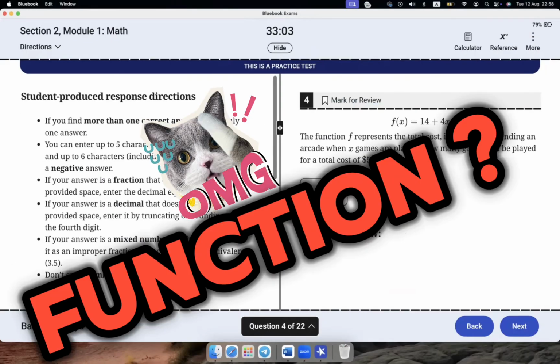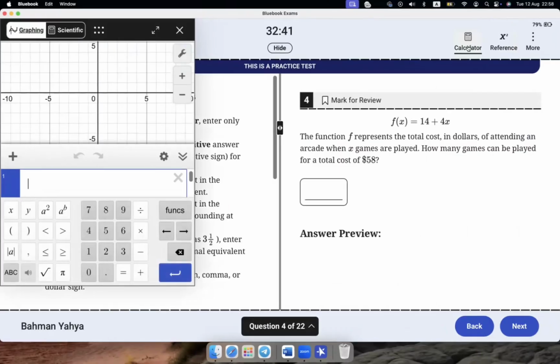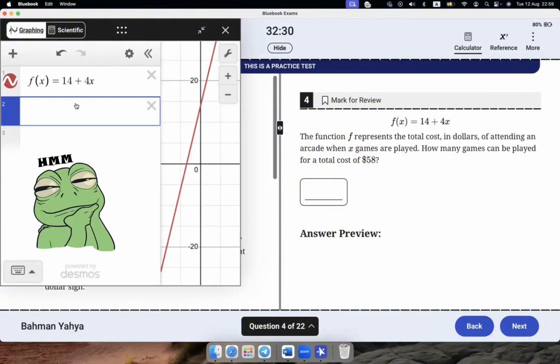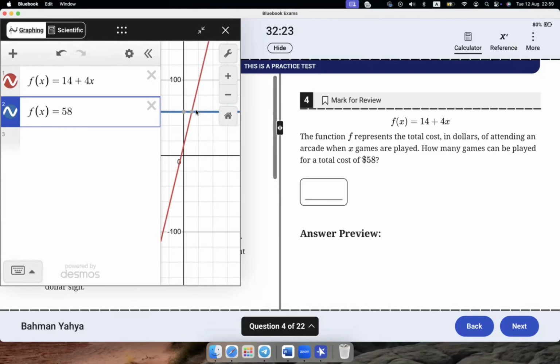And we are given the function. F represents the total cost in dollars for X games. How many games can be played for a total cost of 58? You see, 58 is dollars, so it is F of X. Let's just use the Desmos calculator. Let's see where they intersect. So they intersect here, as you see, at 11.